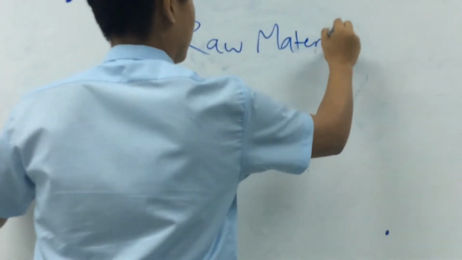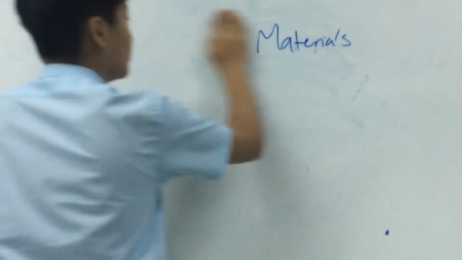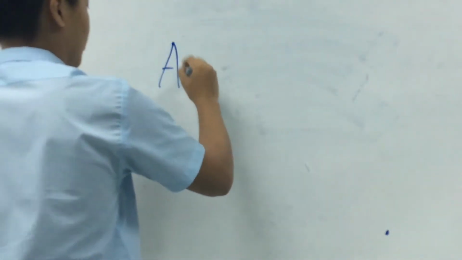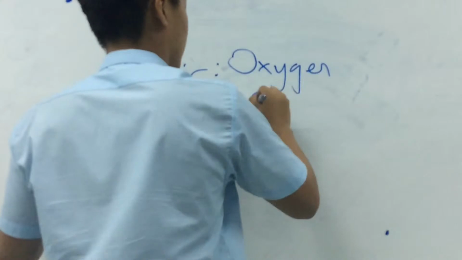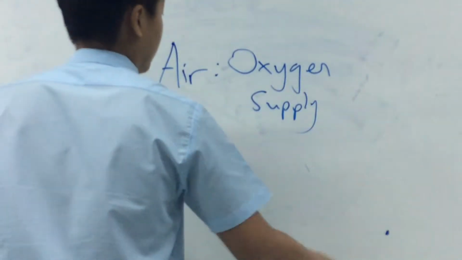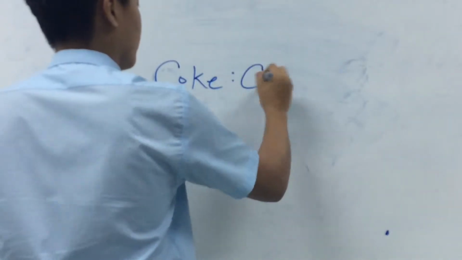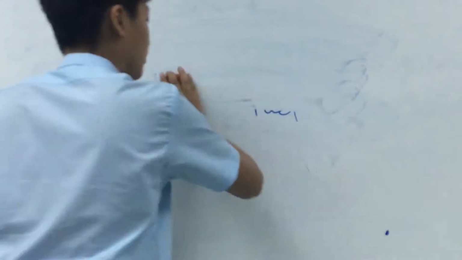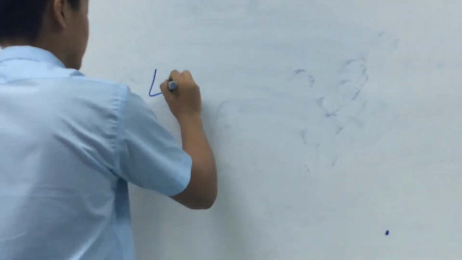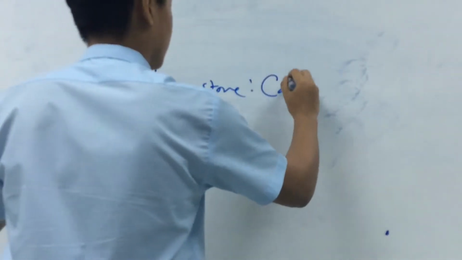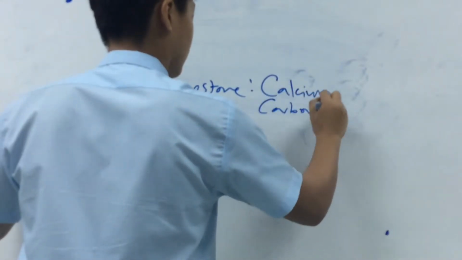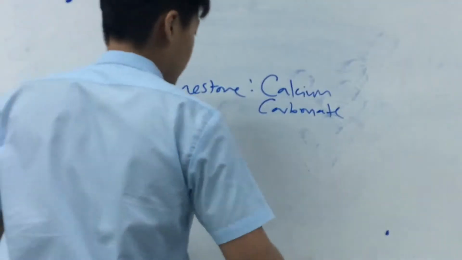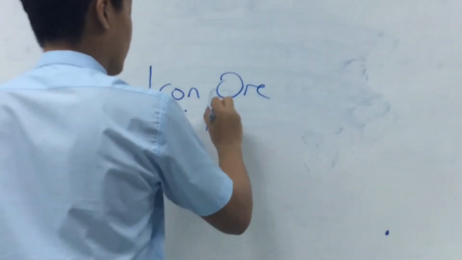Raw materials required for this equation, the extraction of iron from iron ore, include air, which is an oxygen supply, carbon in the form of coke as a fuel, limestone as calcium carbonate, and iron ore in the form of hematite.